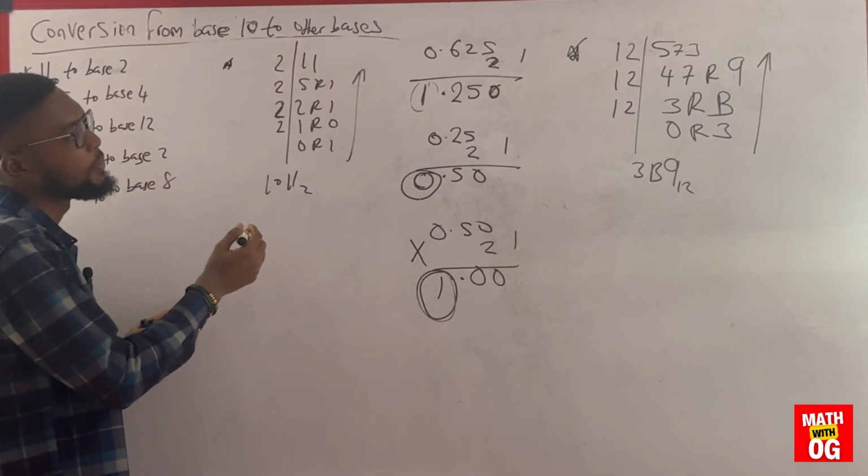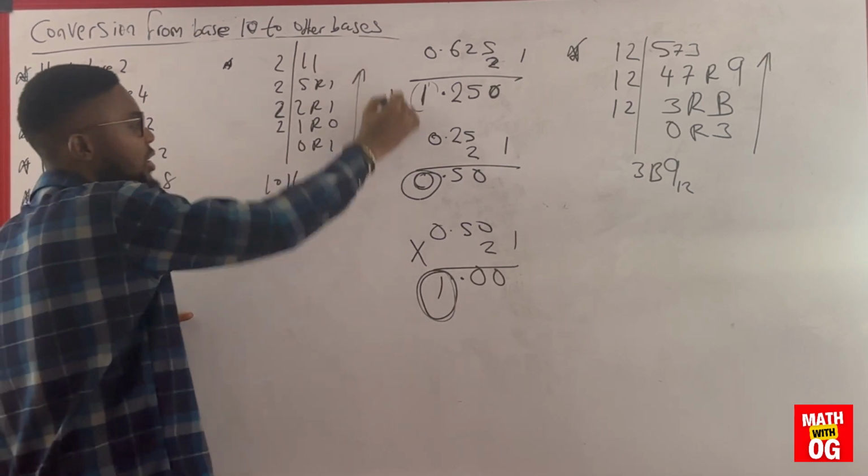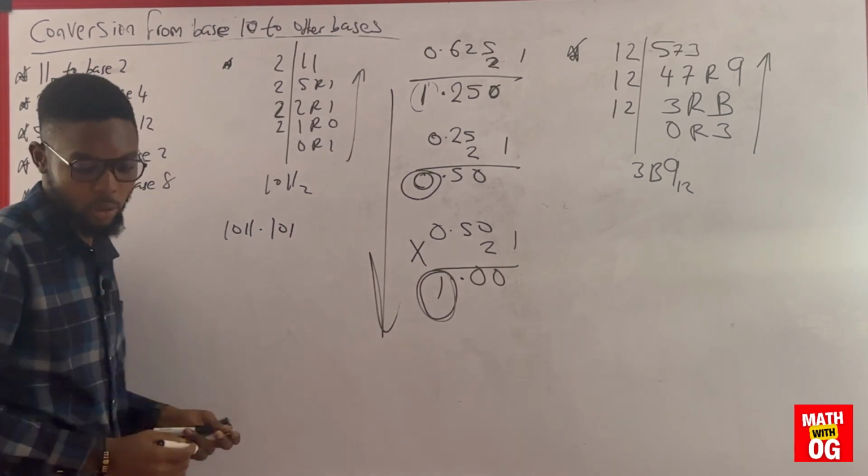So my answer here is simply 1011.101. In this case, we read from top to bottom.